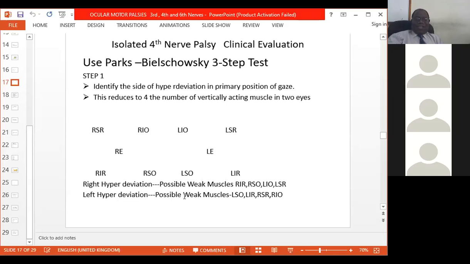Right hyperdeviation, possible weak muscles: right inferior rectus, right superior oblique. Equally, in the other eye, it will be the left inferior oblique and the left superior rectus. So you have four muscles that can produce a right hyperdeviation. The two in the right eye fail for this eye to be higher than the left, or these muscles here, the elevators, are weak in the left eye and the right eye appears higher.